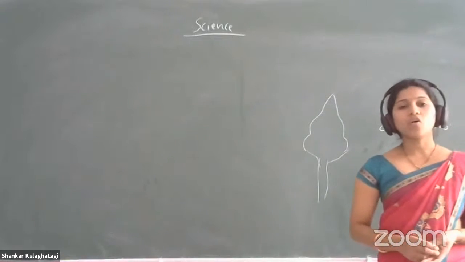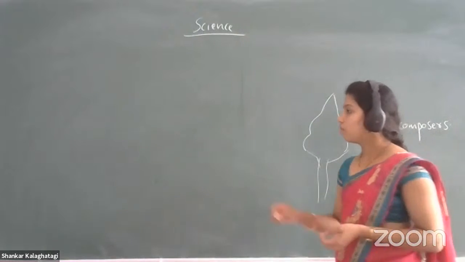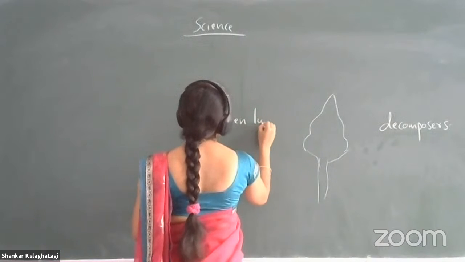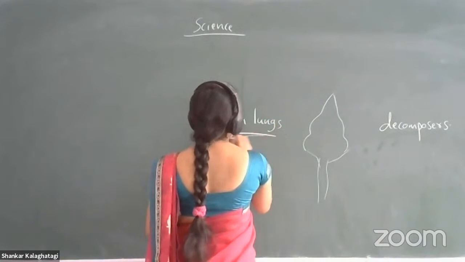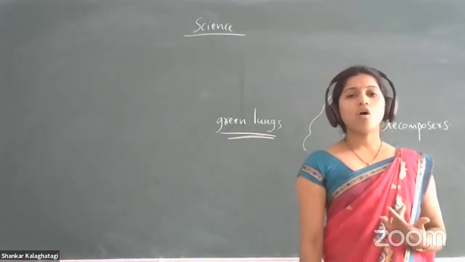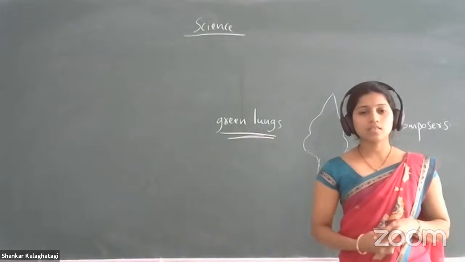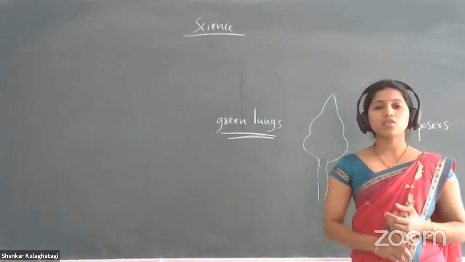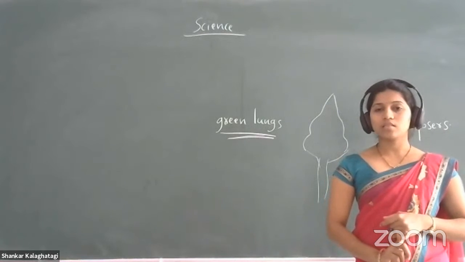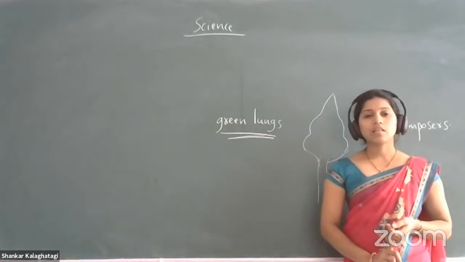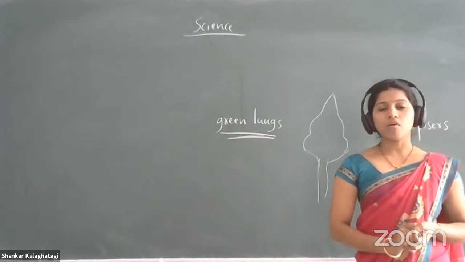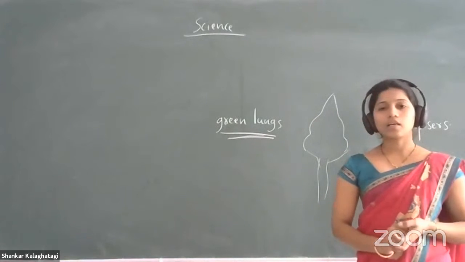And then forests are called green lungs. Why are they called green lungs? They release oxygen due to photosynthesis. That oxygen is utilized by the other organisms that live in the forest. And these trees help in the maintenance of oxygen and carbon dioxide in the forest. So they are called green lungs.